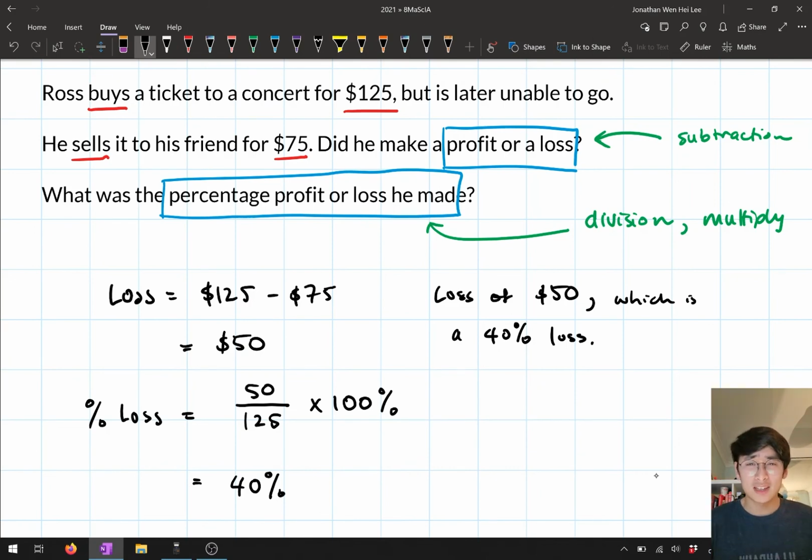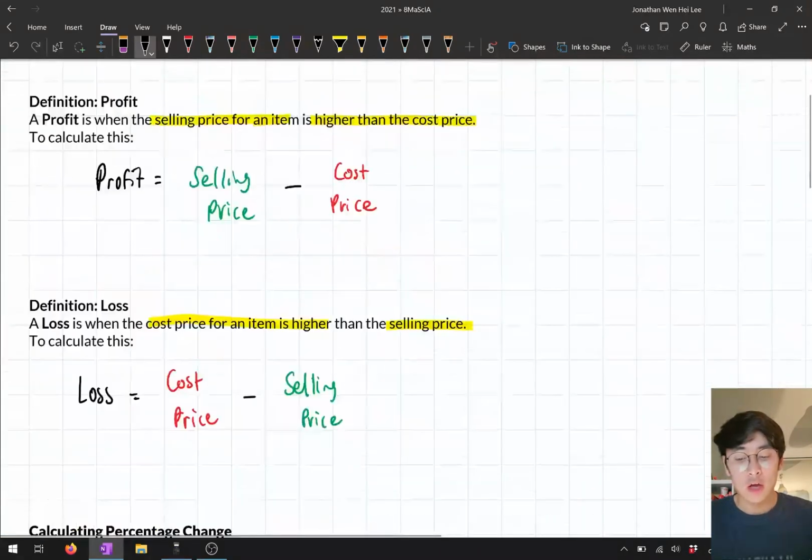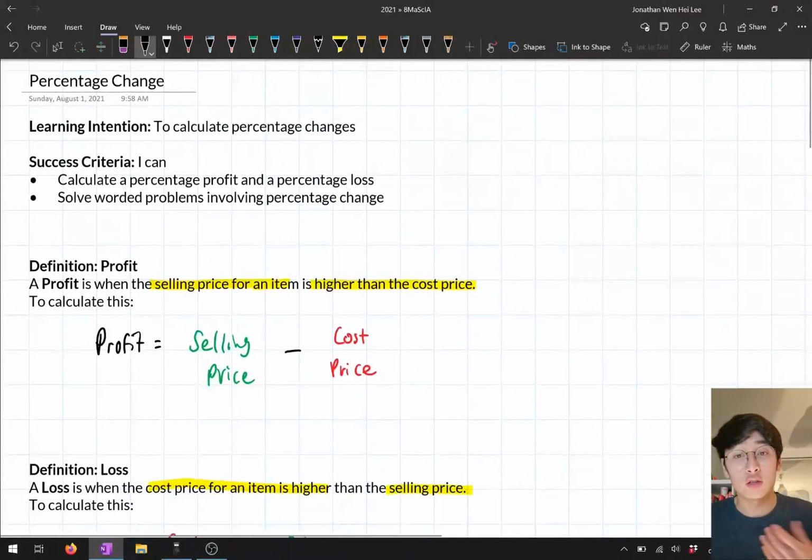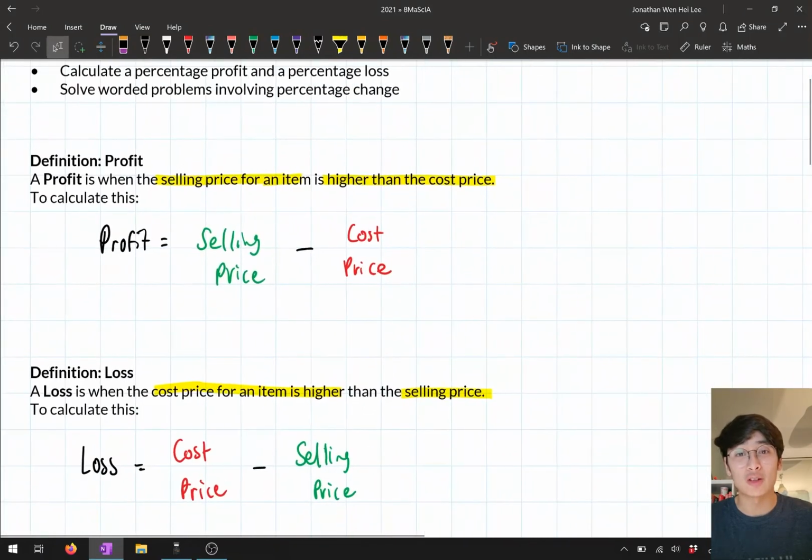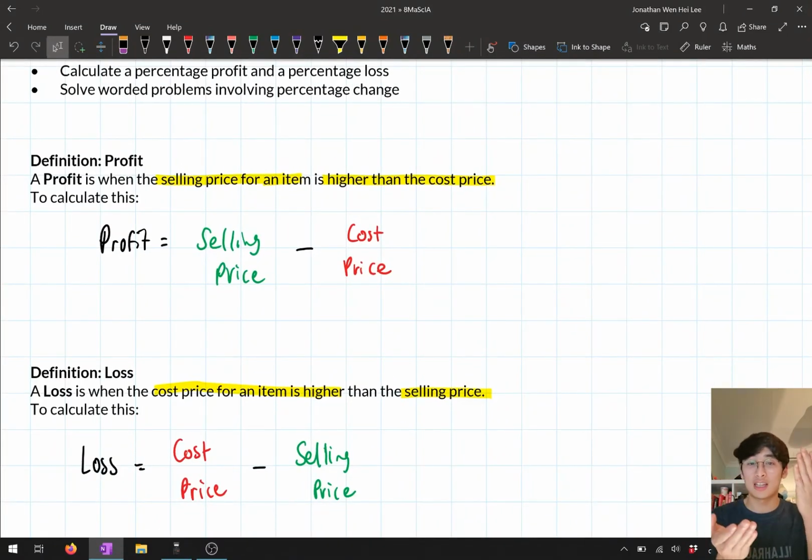Okay, so that's it for today's lesson. Let's just quickly do a recap of what we did in today's lesson. In today's lesson, we were talking about percentage change. And so we talked about the ideas of profit and loss. Profits are when you sell something for a higher price than it costs you, and a loss is the other way around, where it costs you a lot more than it is to sell.